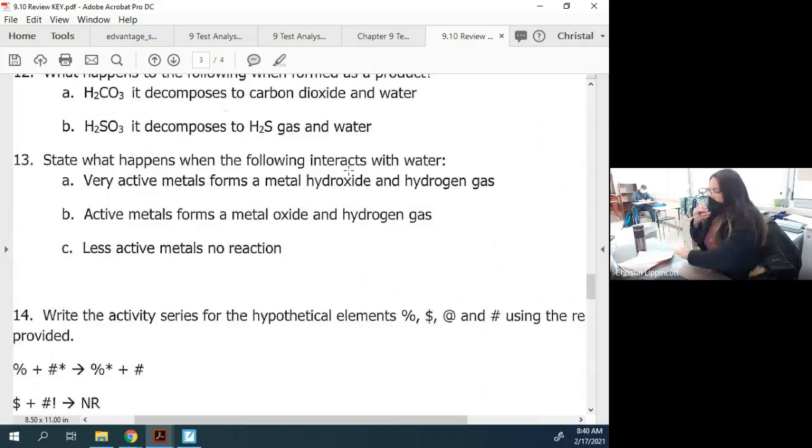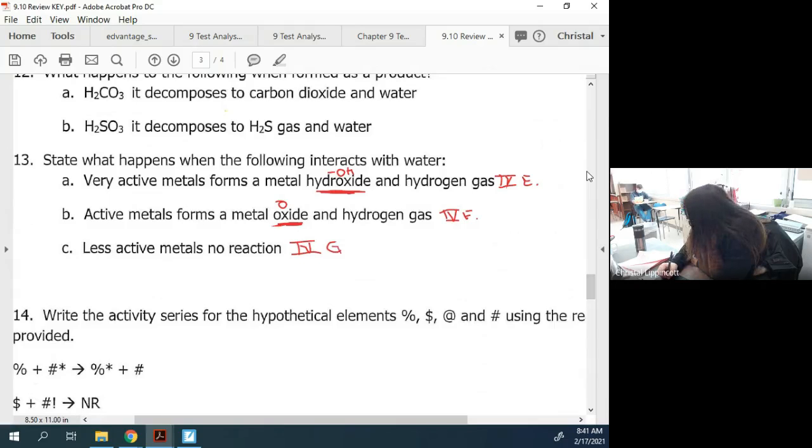If you have a very active metal, this is Roman numeral 4E. They're going to form metal hydroxide and hydrogen gas. This is Roman numeral 4F, and it forms a metal oxide. This is an oxide, this is a hydroxide. So this is oxygen and some sort of metal. This is hydroxide and some sort of metal. Then the less active was Roman numeral 4G. And that's no reaction, like with copper or lead or silver or gold, all of those things.